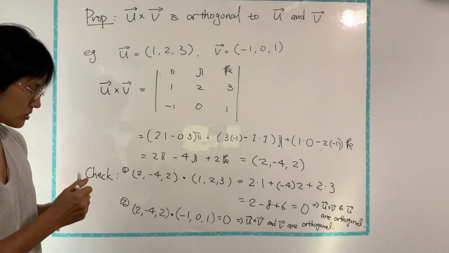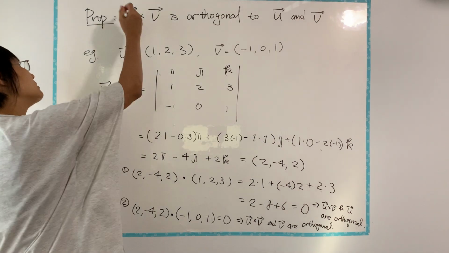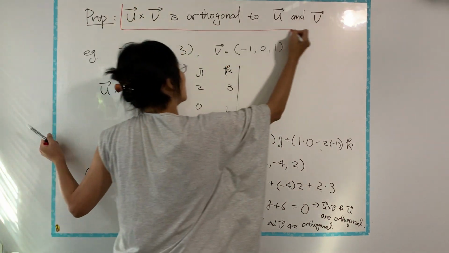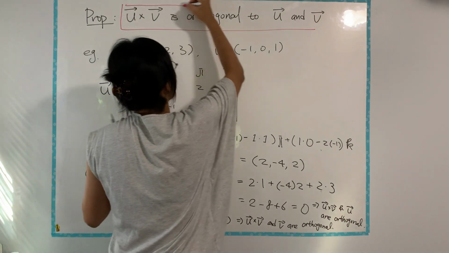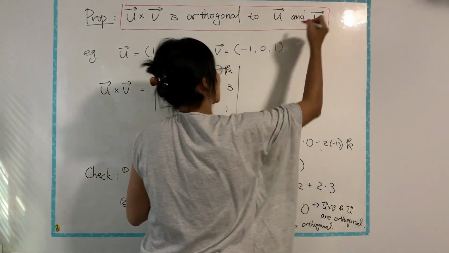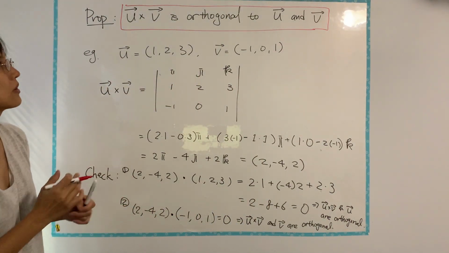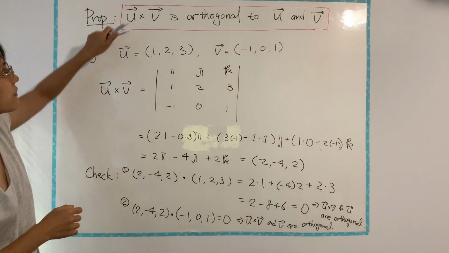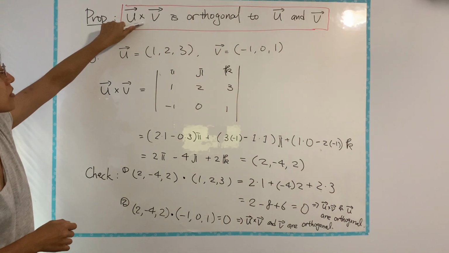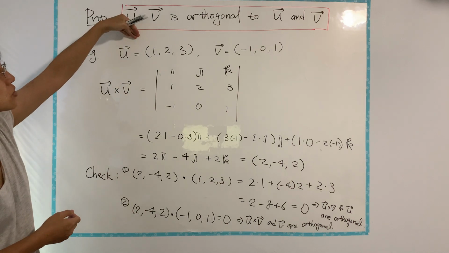Okay, so this is an example. In general, we always know the cross product of two vectors is orthogonal to the vectors you use for the cross product. So this is true in general.